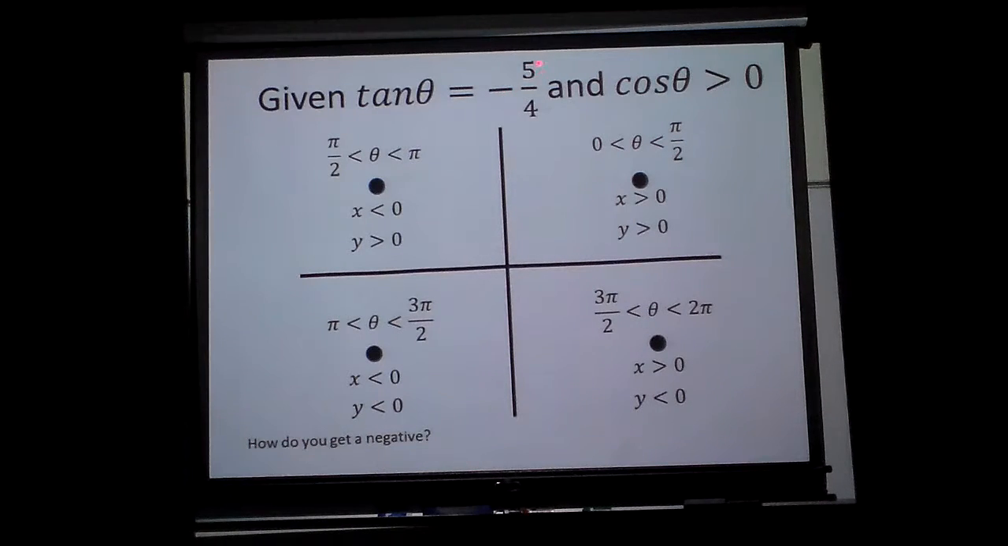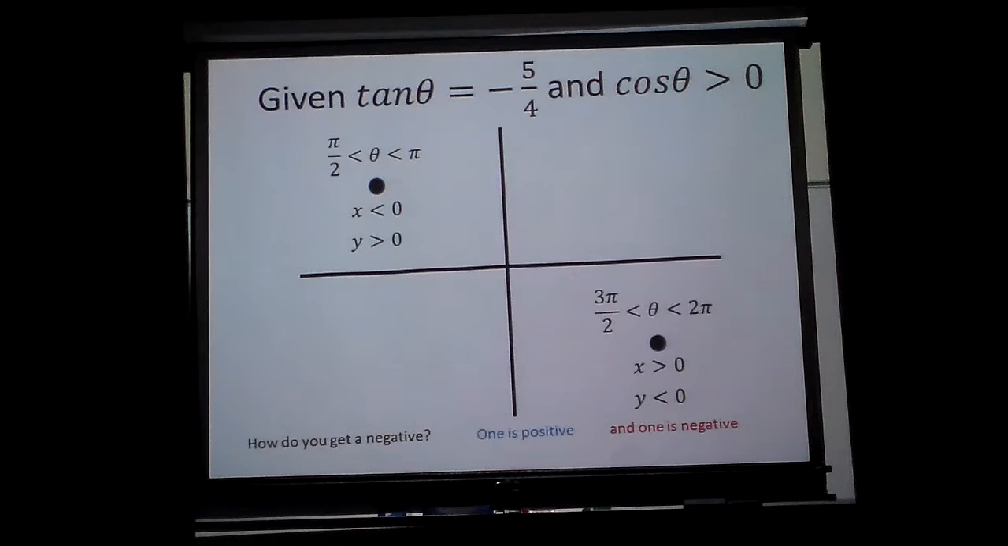If this is negative, one's negative and one's positive. How do I know which one is which? Well, if cosine is positive, that means the x value is the positive one and the y value is the negative. Which one of these is y? The 5. So that means the 5 is the negative one and the cosine is the positive one. Because the only place that we can get a negative tangent is in quadrant 2 and quadrant 4, and the only place we can get a cosine positive, as you can see, is here in quadrant 4.